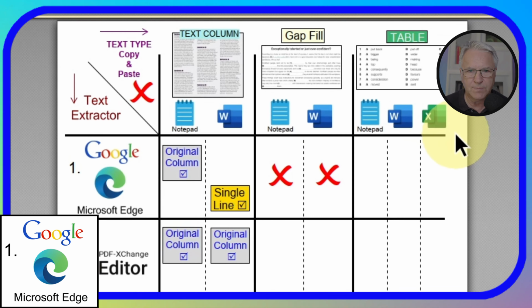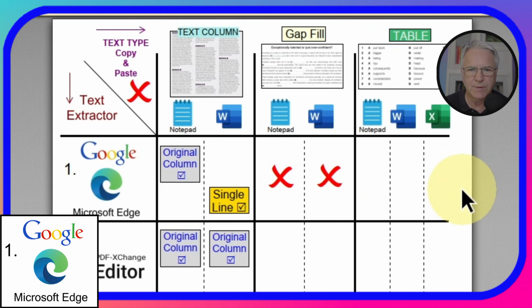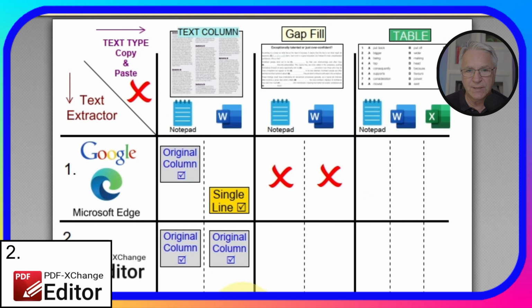So for the gap fill on Google or even Microsoft Edge, I imagine they'll both do the same. I'm just going to put a big X. There's just a big no-no. The numbers are in the wrong place. It doesn't kind of read it as well. Okay, so let's try the PDF-XChange editor.